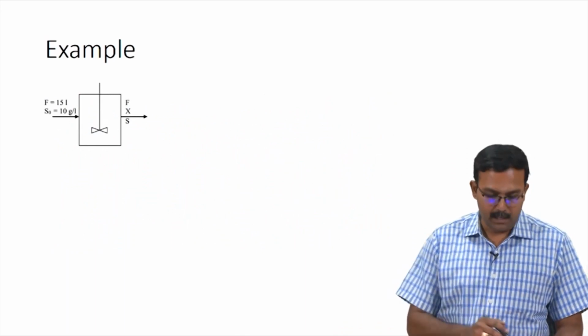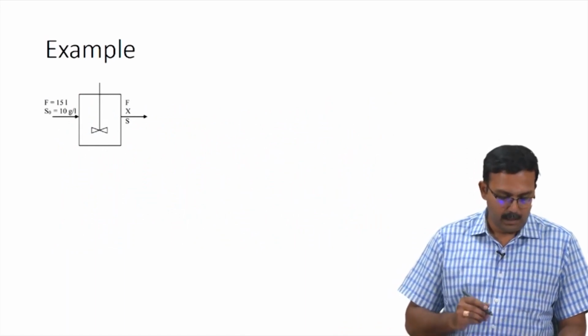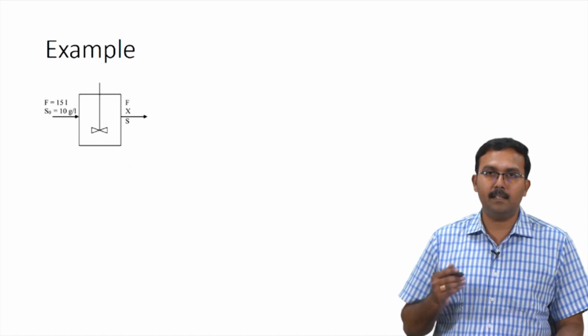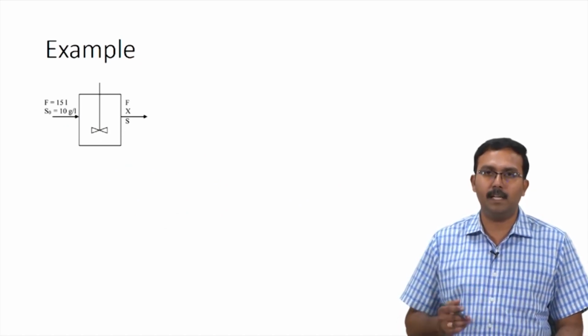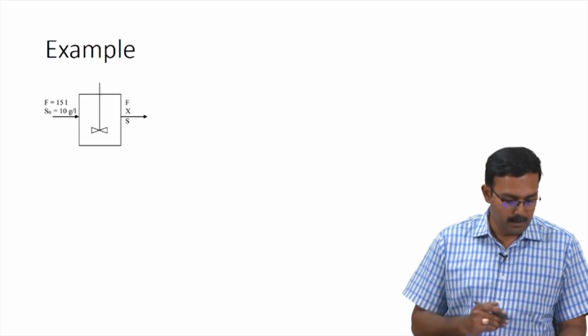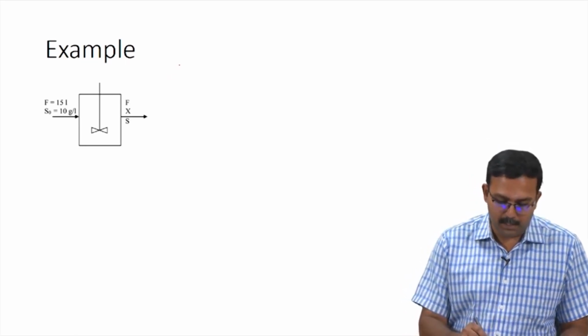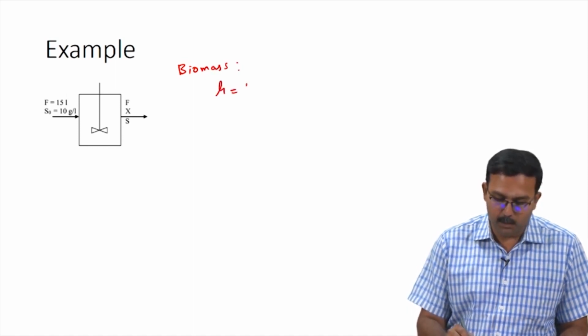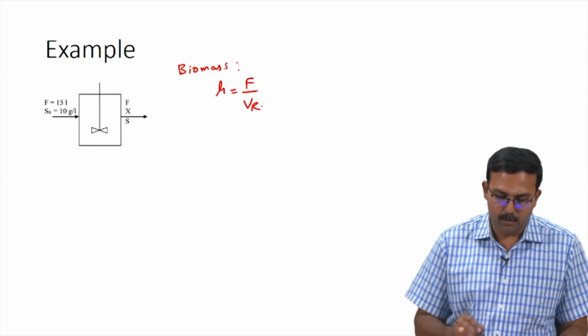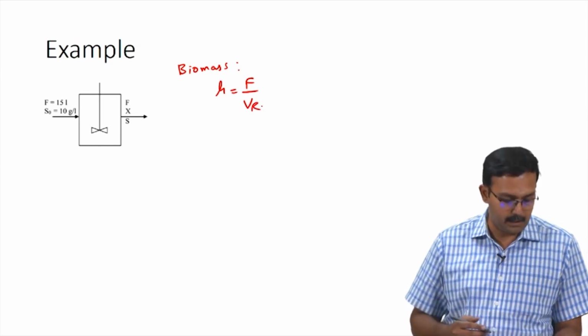So, we will first start with option 1. As we have been told that the system is operating at steady state and you have a sterile feed which does not contain any of the bacteria, we would have the biomass balance or the cell balance simplified to the equation mu equals F by Vr. So, this is based on the derivation which we did earlier.